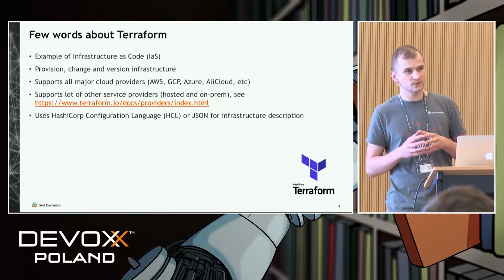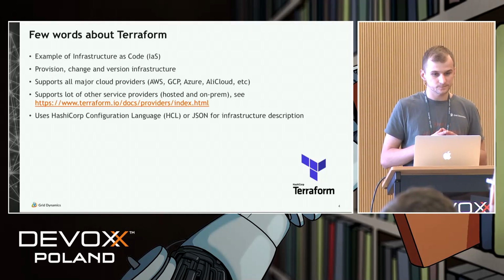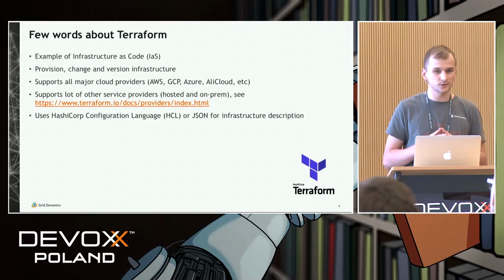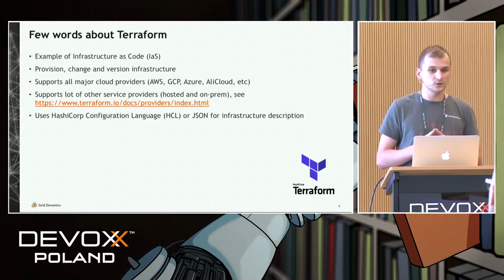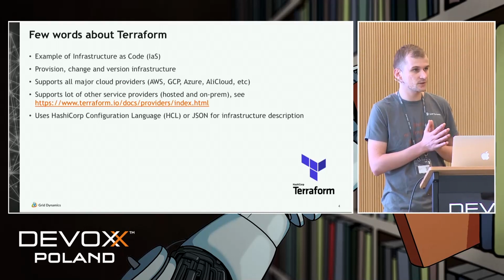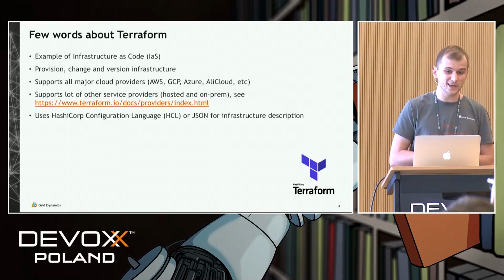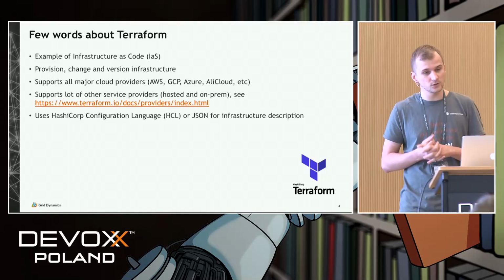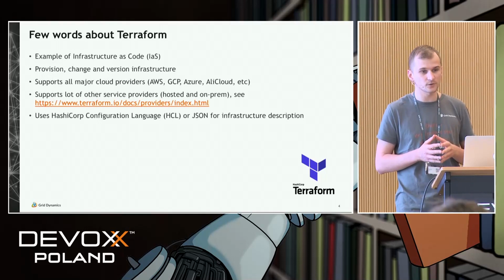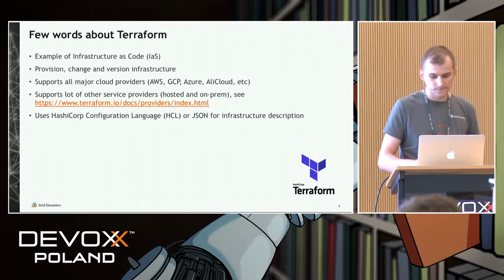It, of course, supports tons of others. I really recommend and encourage you to visit the Terraform documentation site, where there is information about what it supports and what more it can do. And it uses HashiCorp Configuration Language or JSON for infrastructure description. A small disclaimer is that most of the documentation is about HCL. However, you can also use JSON, which is easier for computer programs to parse and generate. Maybe not for humans, but still.